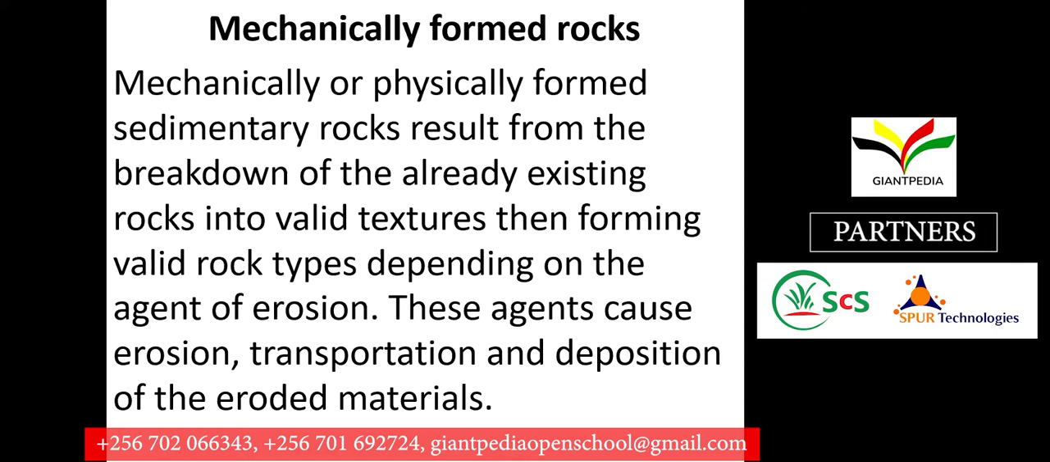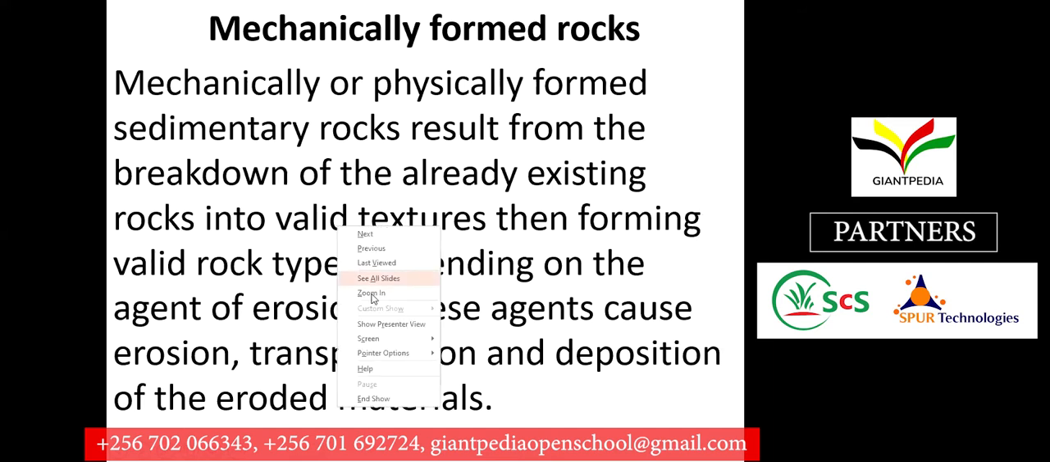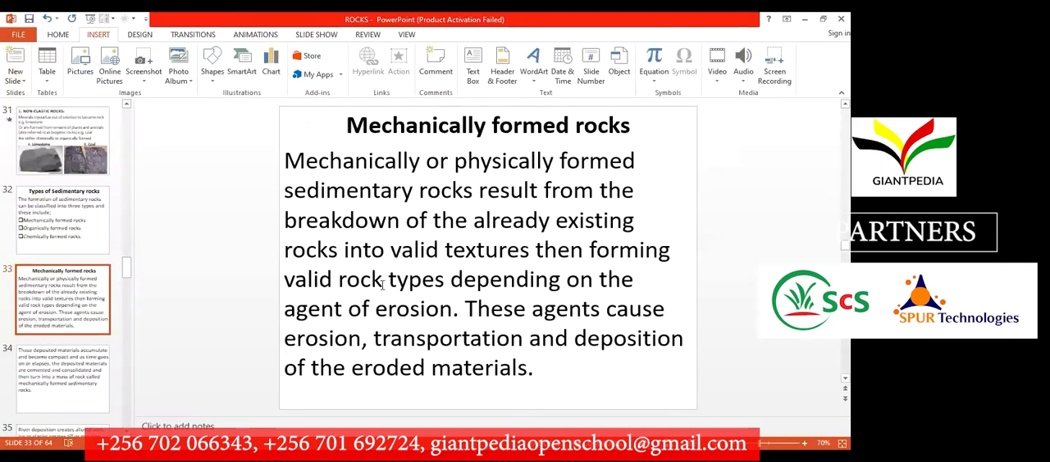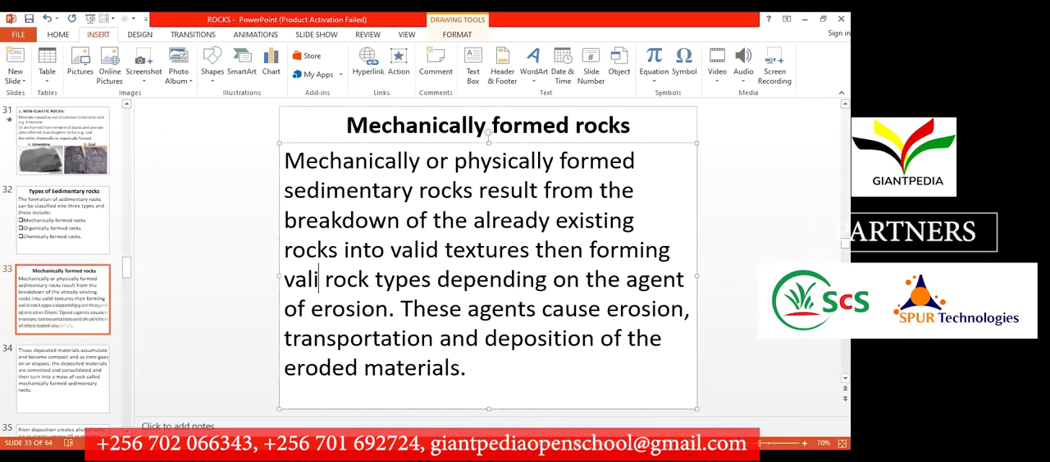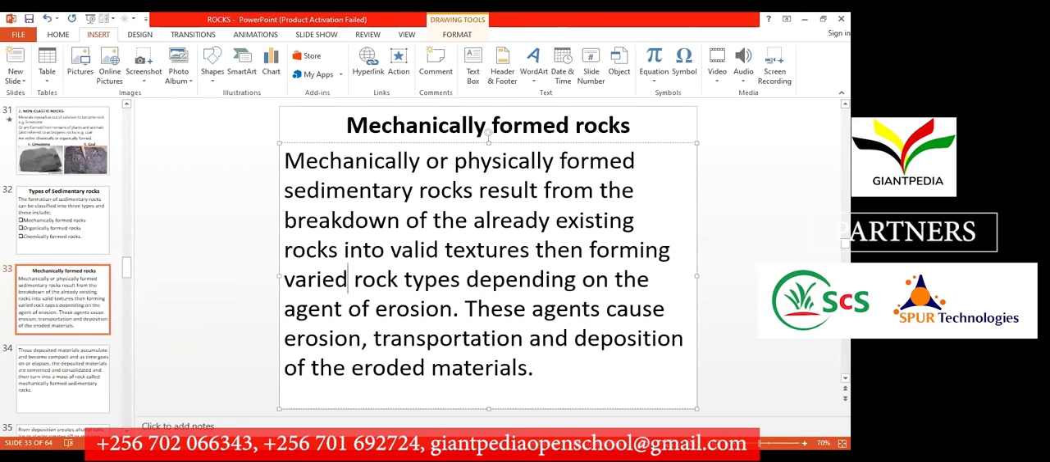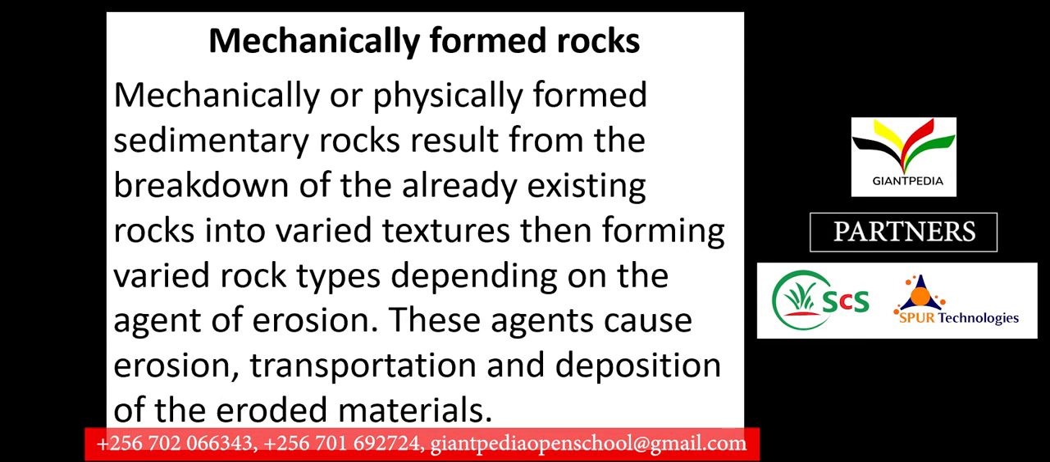It's supposed to be varied textures to form varied rock types.